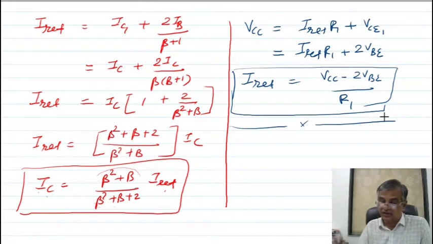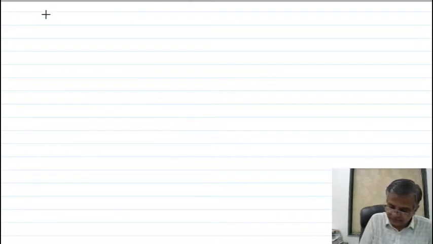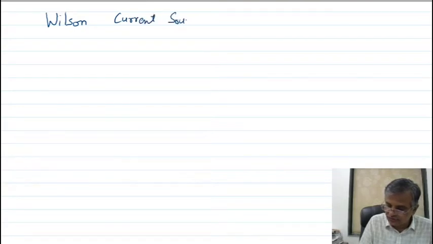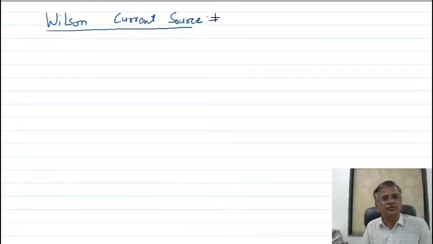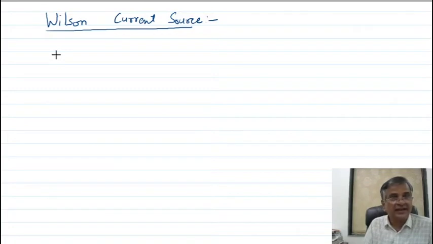Now let us discuss another circuit. Another circuit is known as a Wilson current source. In this current source, your constant current is nearly equal to I reference. Is nearly equal to I reference. So I'll prove this.